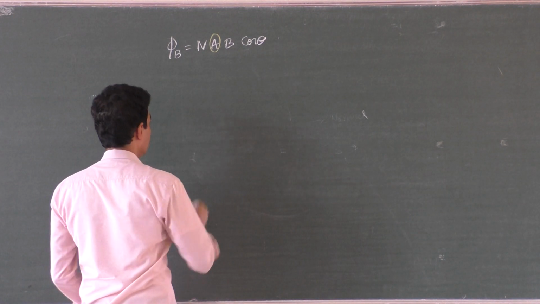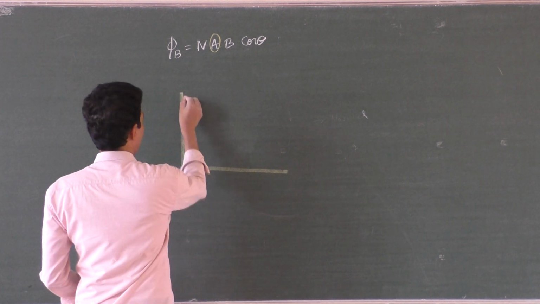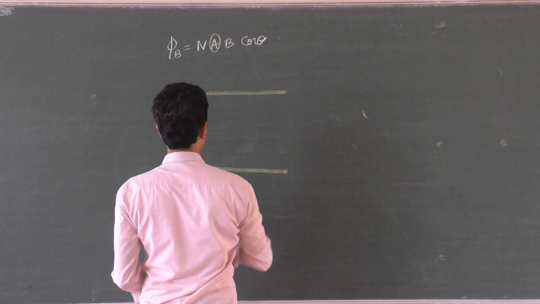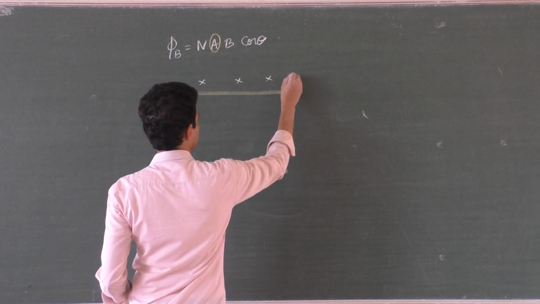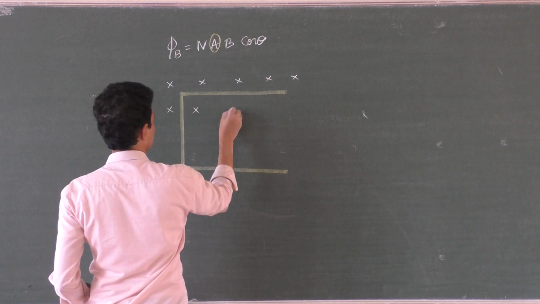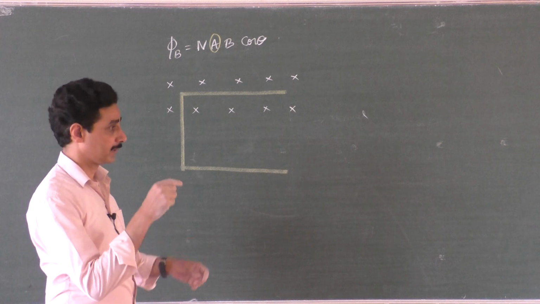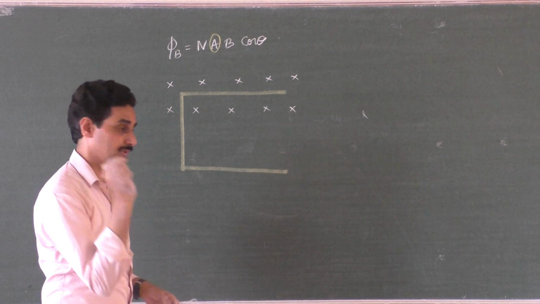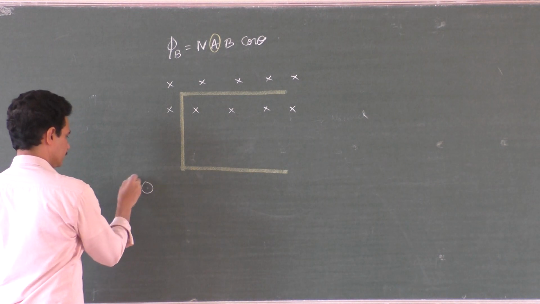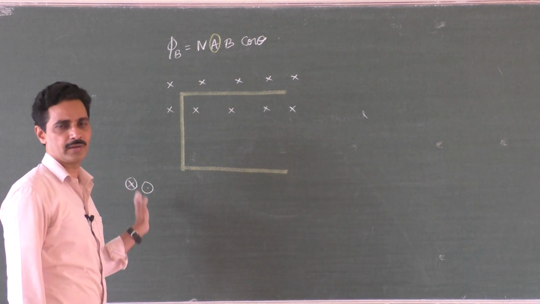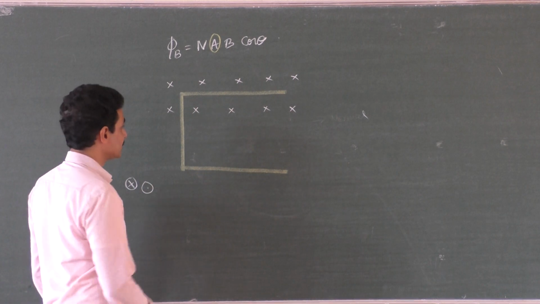You have to take a metallic frame like this, and that metallic frame is placed in a uniform magnetic field. What is this type of magnetic field? It is a magnetic field which is entering into the board. Into the board is represented by a cross. Out of the board is a dot with a circle. So from here onwards you have to represent the magnetic field like this: into the board, out of the board. So this is into the board.